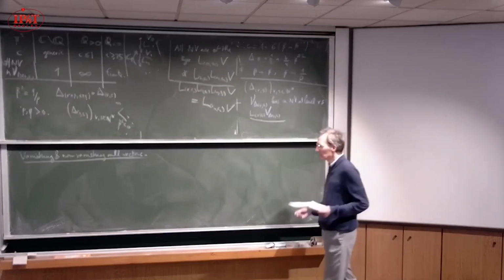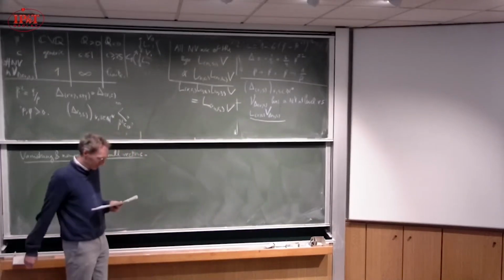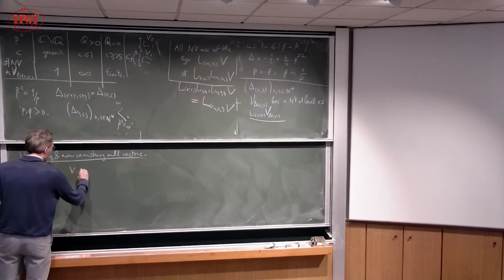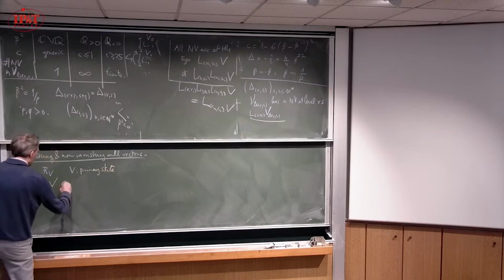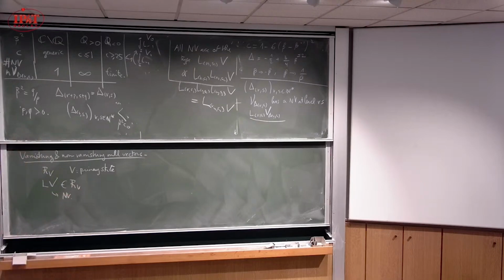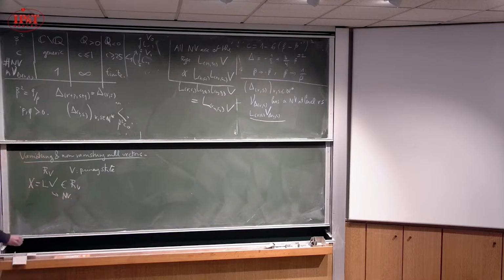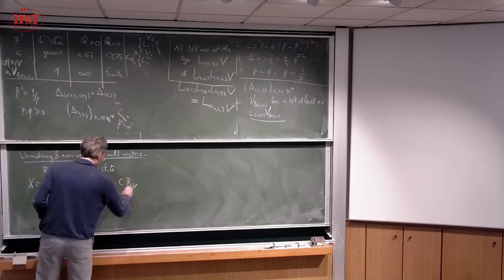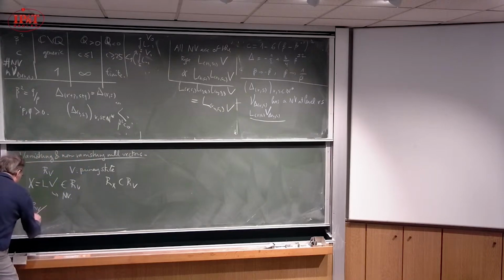So now I want to talk about what we do with null vectors when they exist. Let's assume we have a representation R_V generated by V, the primary state, and let's assume we have some null vector in that representation. So that's a null vector. Then what we can do is to generate from this null vector, which I can call x, a representation by acting with all the creation operators. So that's our x, which is a sub-representation. And then I could define a new representation, R_V quotient R_x.